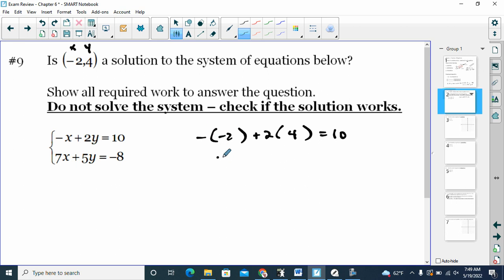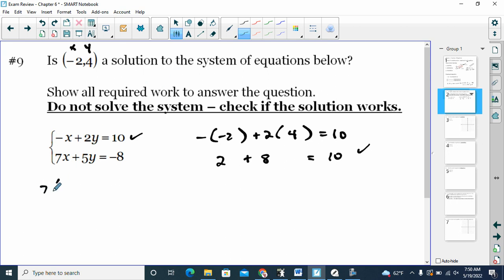-2 minus next to each other becomes positive. +2 times +4 is 8. 2 plus 8 does indeed give us 10. It does work in this first equation. That is not enough to say that it is a solution. It's a solution to the first equation. We need to see, is it a solution to the second equation? In order to be a solution in the system, it has to work in both.